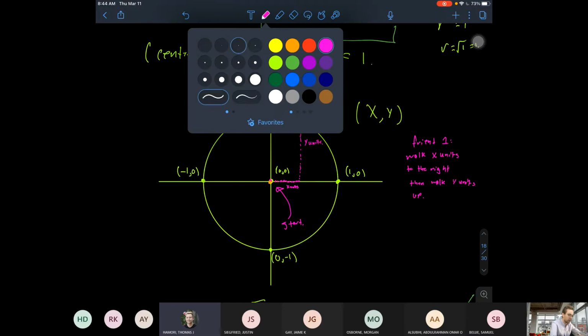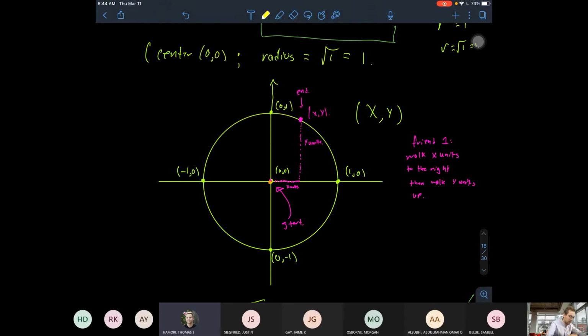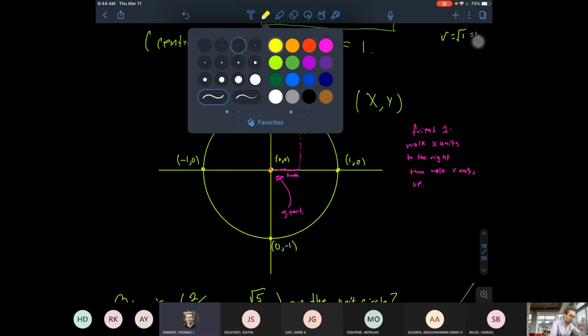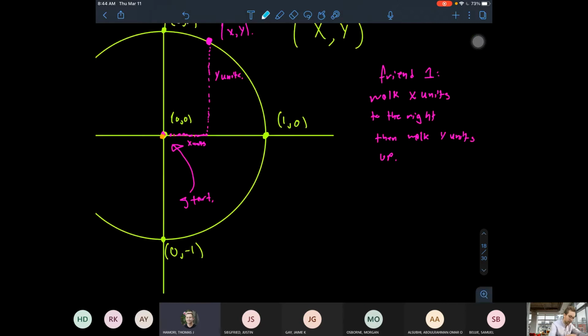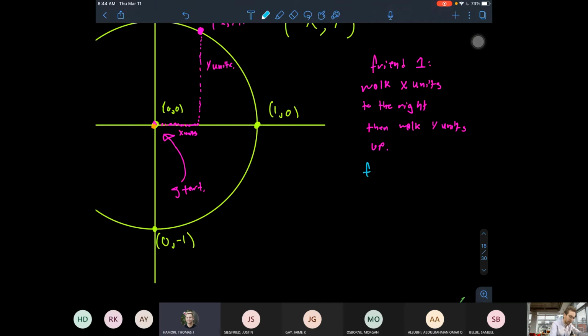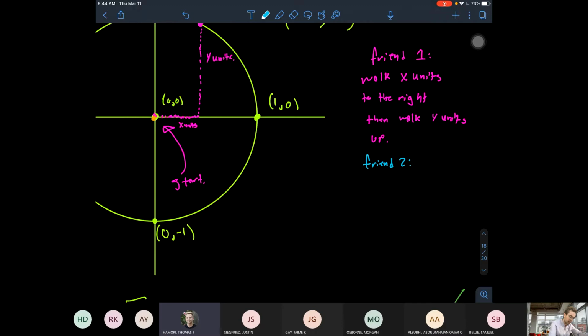But there is another way of understanding this. Okay, so friend 2 is sort of clever. Friend 2 says, well, that sounds like too much walking to me. Instead, just point yourself in the direction theta.